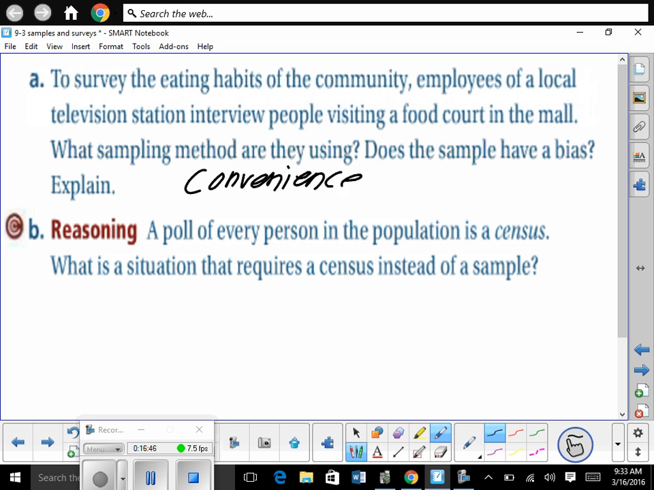Okay, so it's a convenient sample. Now, what kind of bias might we see with this? He's just asking people at the mall. That's a great one. So it could be just mall people, right?